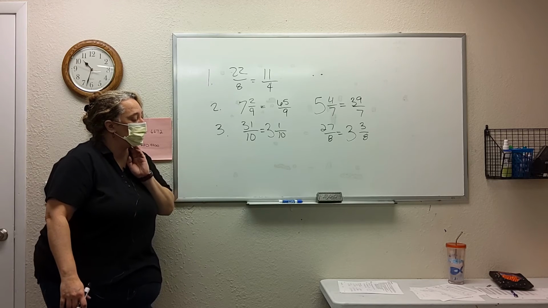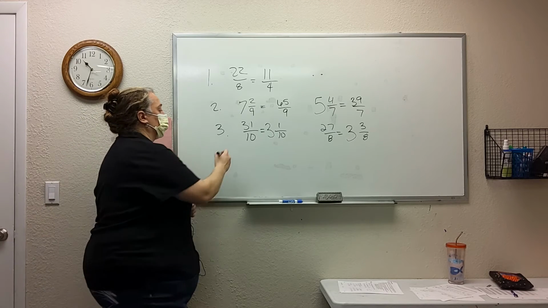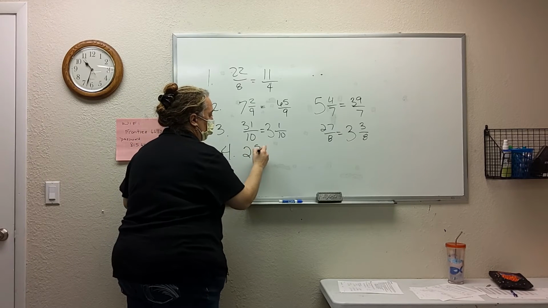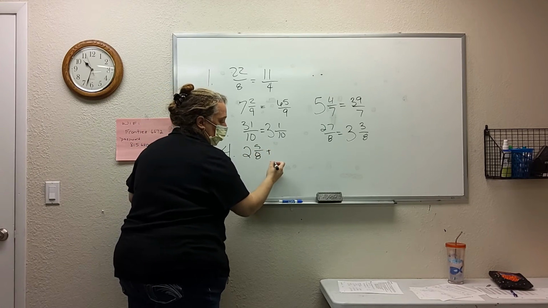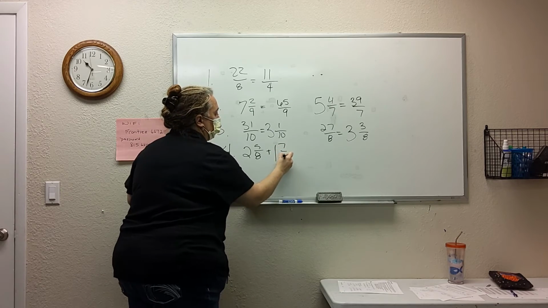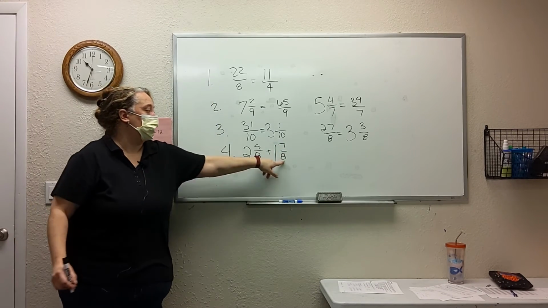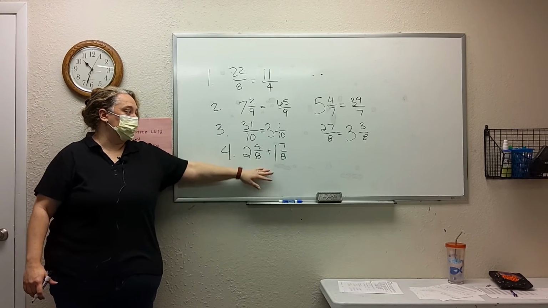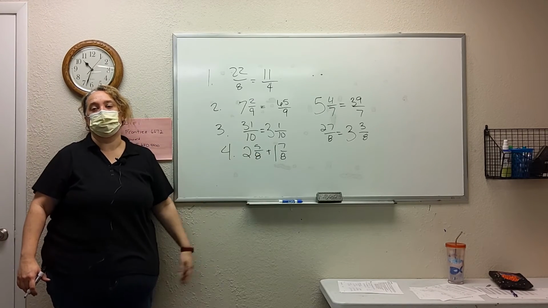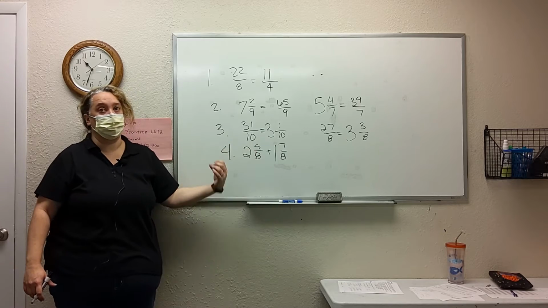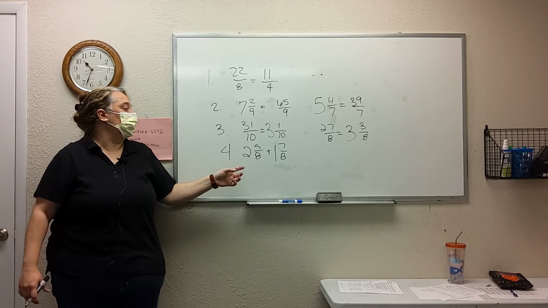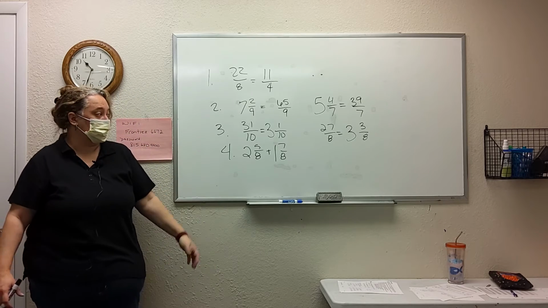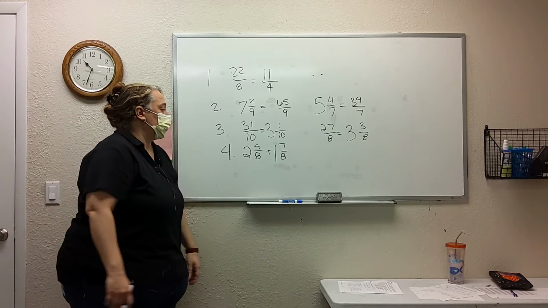Number 4 says simplify, write in lowest terms. So we have 2 and 5/8 plus 1 and 7/8. So I'm adding, which means I need a common denominator, but they already have a common denominator, so I don't have to find one. You have 2 choices here. You can either turn these into improper fractions and then add and then regroup, or you can go ahead and add the whole numbers and the fractions separate, which is my preferred method because I think it's easier. So that's what I'm going to do.